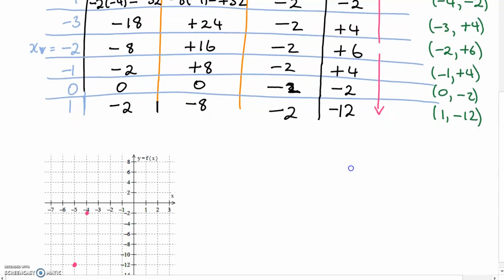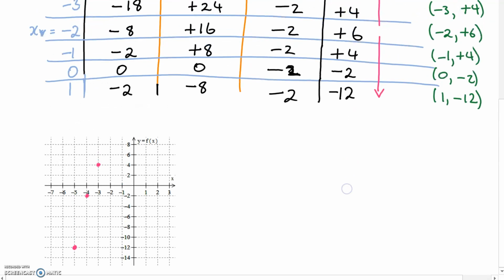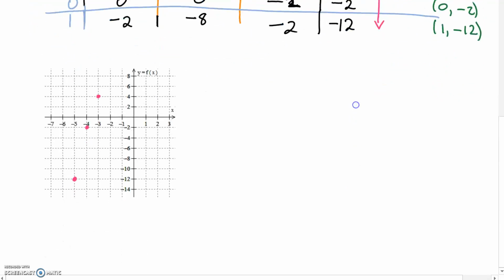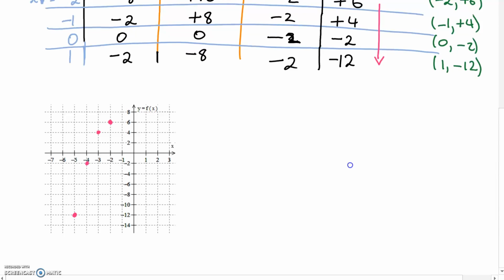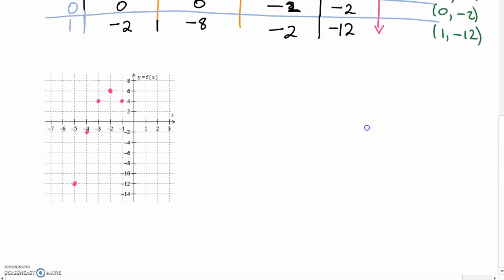Then negative 3, positive 4. Over to negative 3 and up to 4 is here. Then we had negative 2, 6. So over to negative 2 and up to 6 is that point there. And negative 1 and 4. Over to negative 1 and up to 4. And 0, negative 2. Over to 0 and down to negative 2. And 1, negative 12. Over to 1 and down to negative 12.